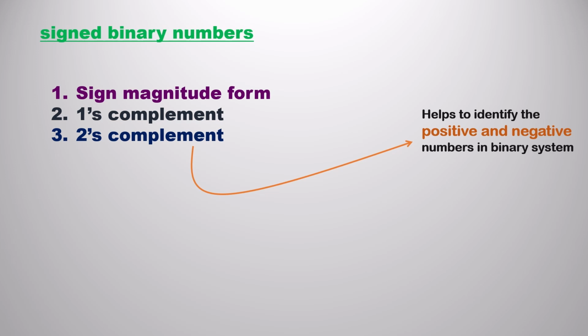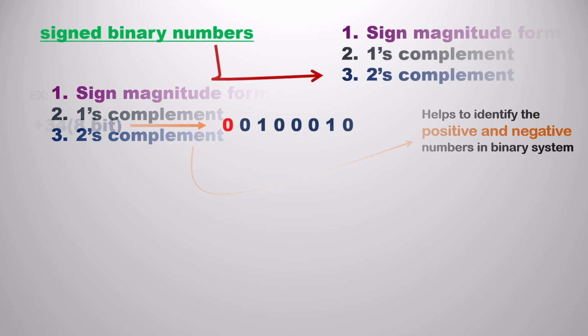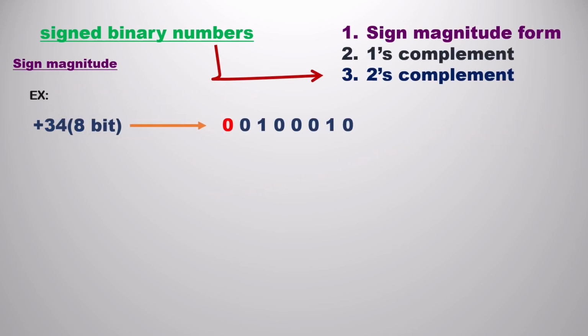Let's discuss, there are three methods to differentiate between positive and negative numbers in signed binary numbers. Those three are signed magnitude form, ones complement and twos complement. I think most of you have heard about ones and twos complement. They help to identify the positive and negative numbers in the binary system. So let's start with signed magnitude form. The first one is signed magnitude form.